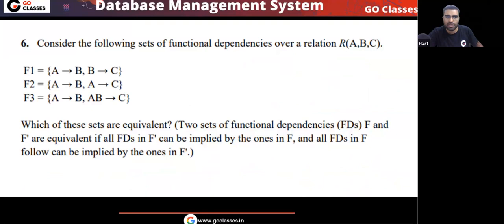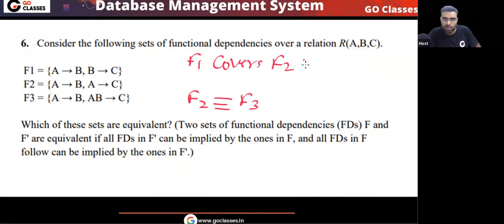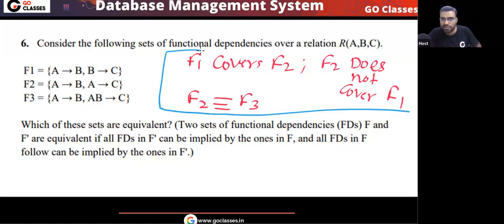What does that mean? Please tell me. So remember, F2 is equivalent to F3. They are equivalent. And we know that F1 covers F2. But remember, F2 does not cover F1. Now from this, can you tell me the relationship between F1 and F3?